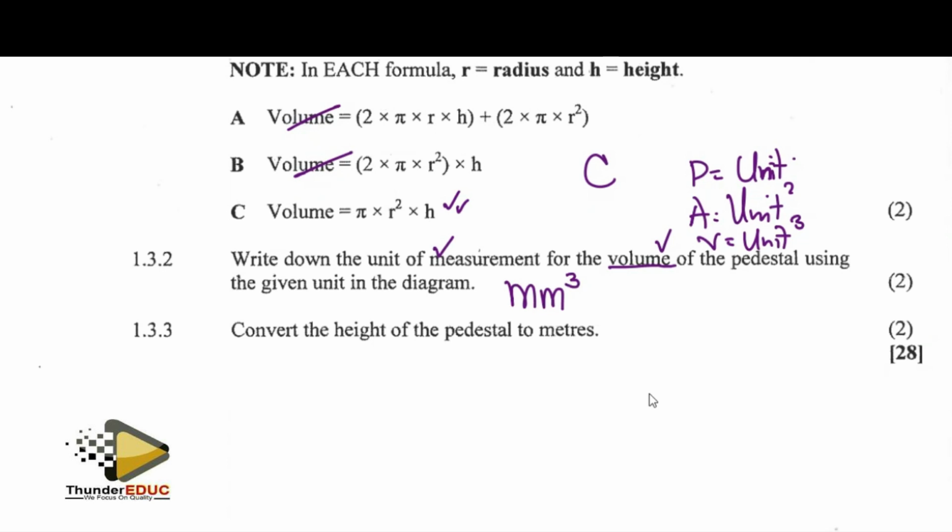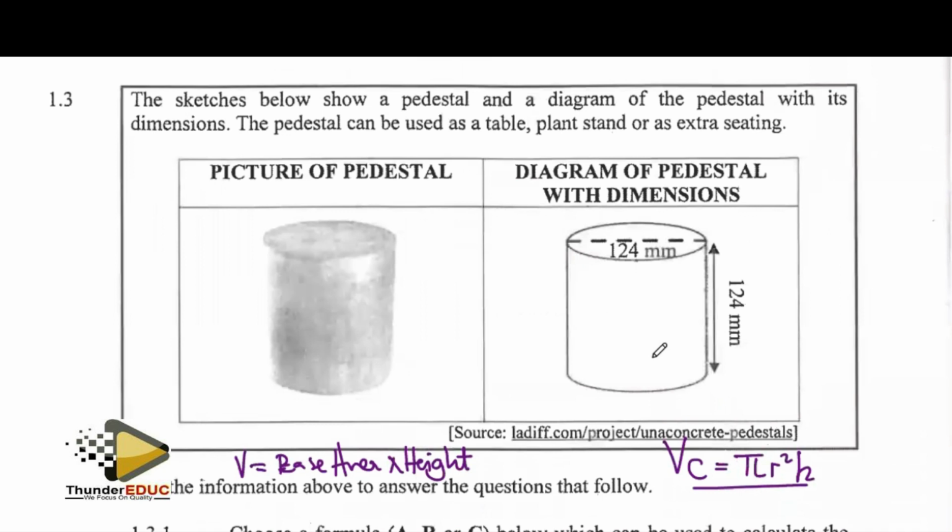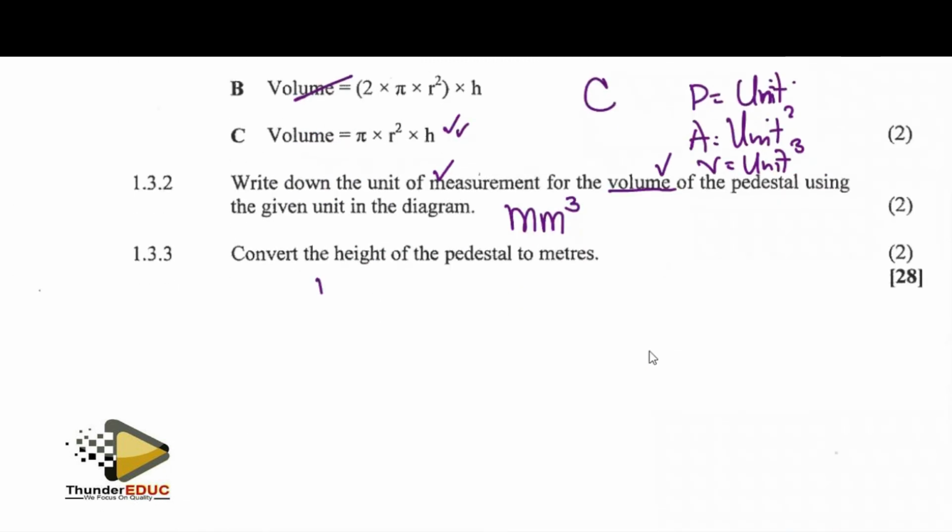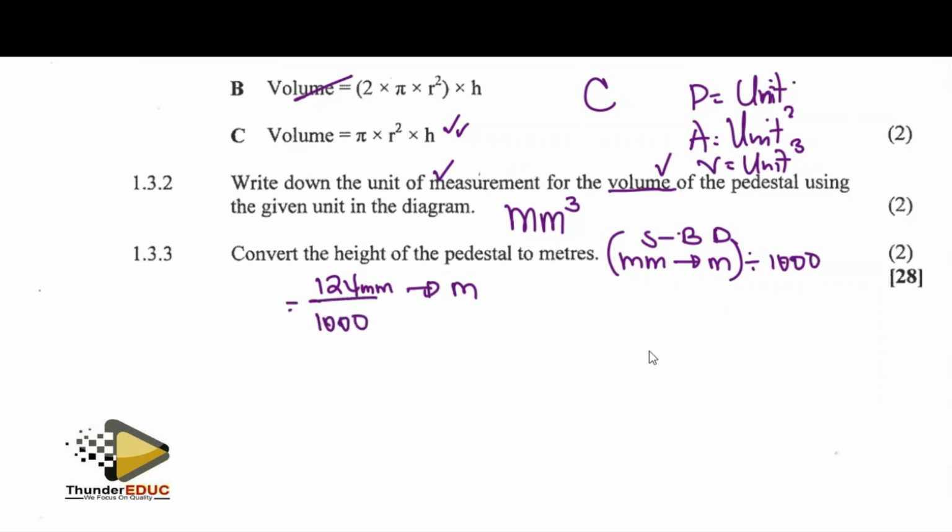Convert the height of the pedestal to meters. When you look at it very clearly, we have the height being 124 millimeters. We want them to become meters. To change millimeters to meters, this is small to big, so we need to divide. We divide by 1,000. And the answer becomes 0.124 meters. That's the answer there. We've changed the height of the pedestal to meters. All right.